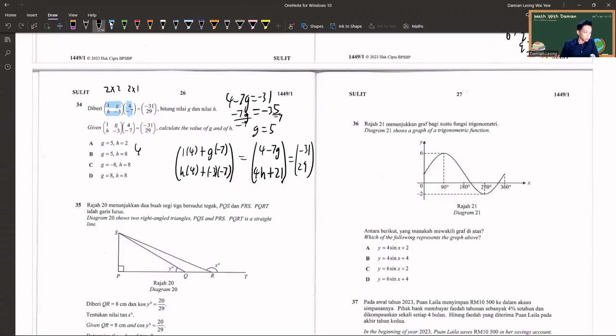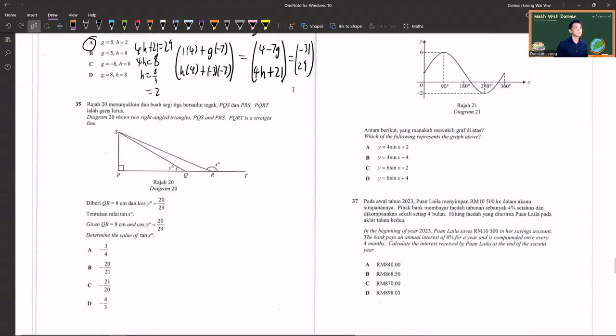Then 4H plus 21 equals 29. 4H is 29 minus 21, 8. H is 8 divided by 4, 2. G is 5, H is 2. Yeah, just like that.